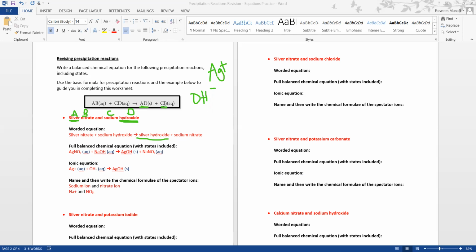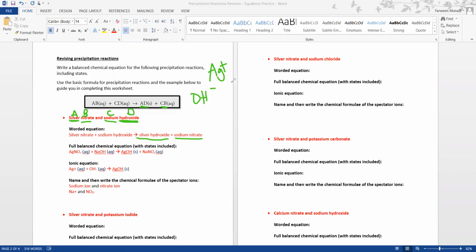So now we look back to our classification here. C was sodium, B was nitrate, so sodium nitrate. That's the idea. All we're doing is first labeling what we've got, and then figuring out the names of the products that are going to be formed. So the precipitate and then the other aqueous solution that's going to be formed, by matching it up to that formula that we've got there.